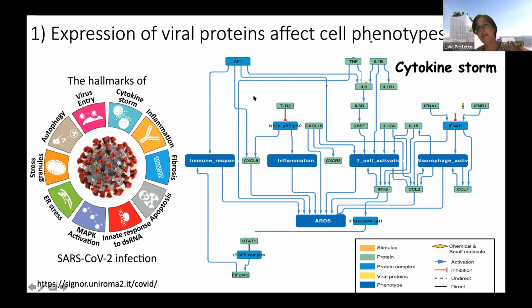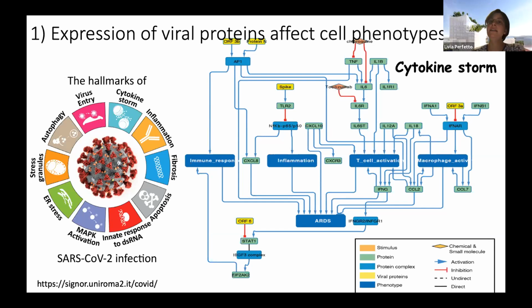As you can see, it's a general SIGNOR map. It's a general pathway where we have complexes, phenotypes and proteins. On top of that, we also annotate the effect of viral proteins on human targets. The viral proteins are now in yellow. So we know what the human targets of these proteins are, and we can, in a way, foresee what the effects of these interactions are.